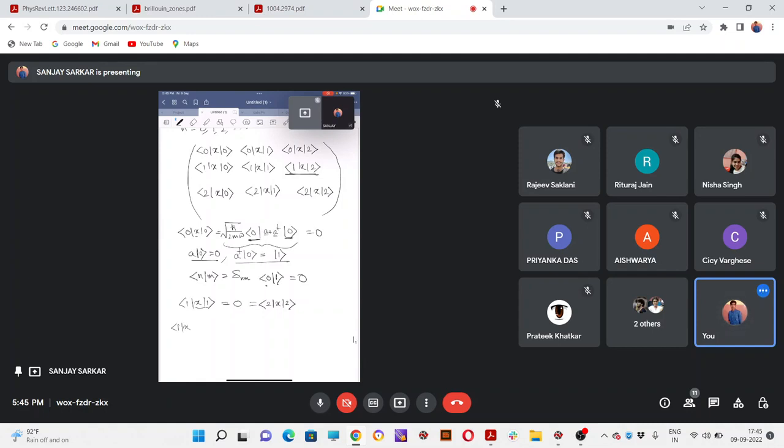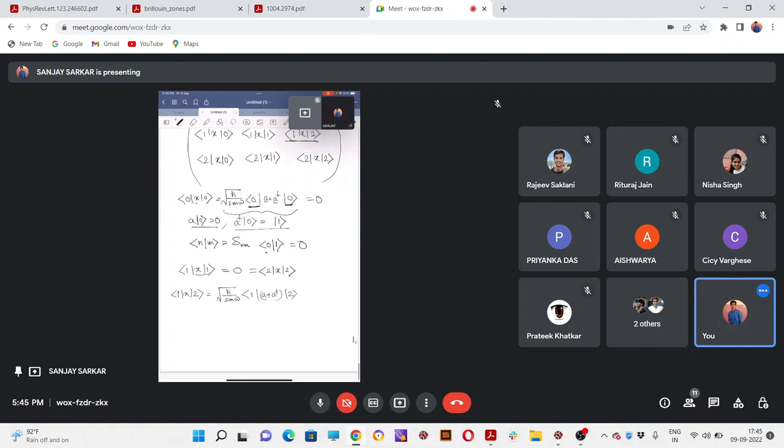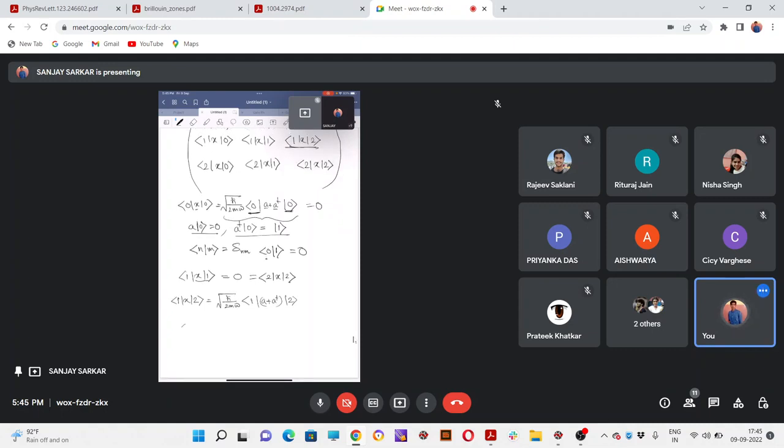<1|x|2>, which is root over of h bar by 2m omega <1|(a + a dagger)|2>. So there will be two terms. One is <1|a|2>, and the other is <1|a dagger|2>. So first, a acting on 2.